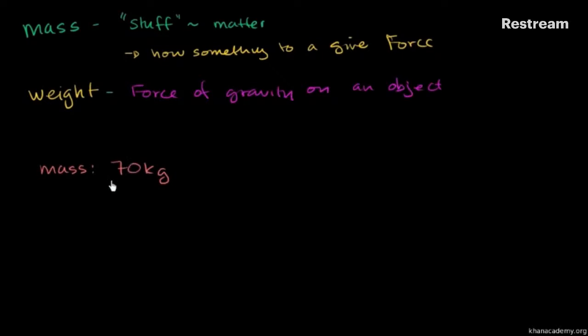But my weight is not 70 kilograms. I mean, you'll often hear people say, I weigh 70 kilograms. And that's all right in just conversational usage, but that is not technically correct. Because weight is the force of gravity on my mass. So let me think about the weight for a second. The weight is going to be equal to the gravitational field at Earth.